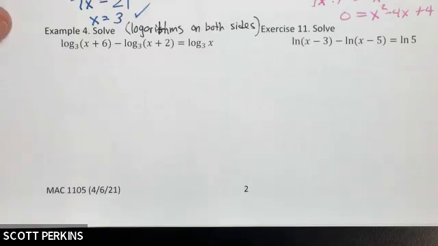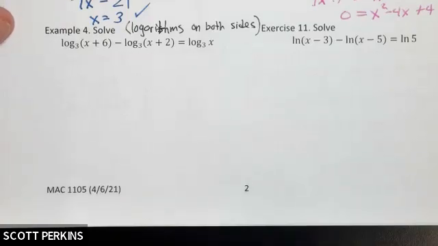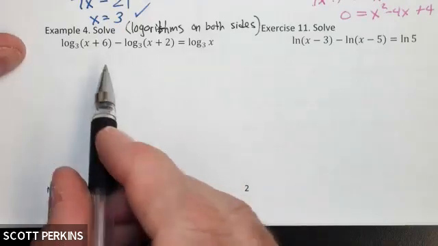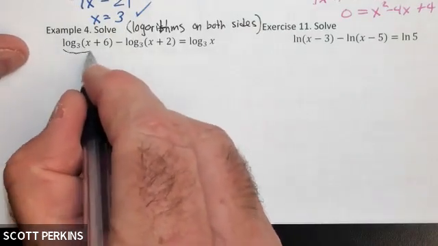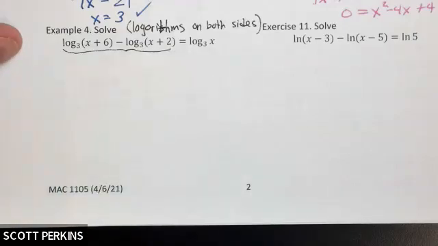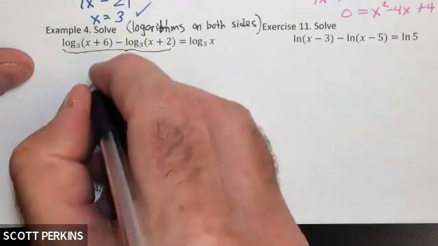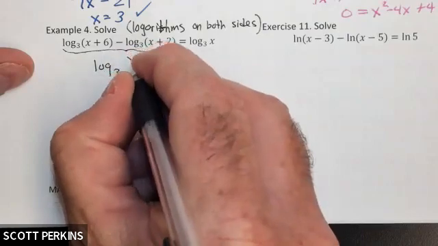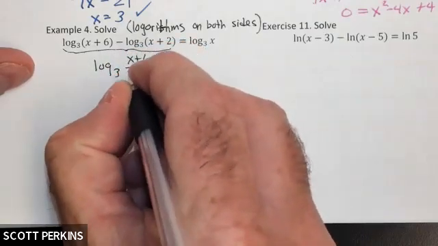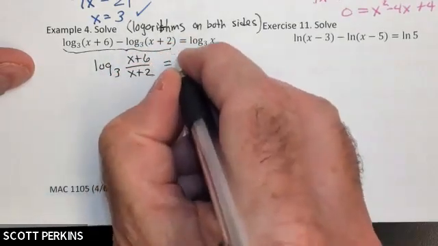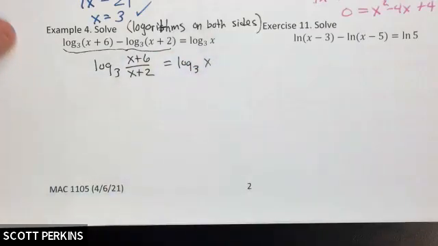Okay, that's what's different about this problem. It's a slightly easier situation. I just wanted to make sure to cover all the bases before I set you free. What I'm going to do first is combine these two like I have been doing. So on the left, I have the log base 3 of (x plus 6) divided by (x plus 2) is equal to the log base 3 of x.